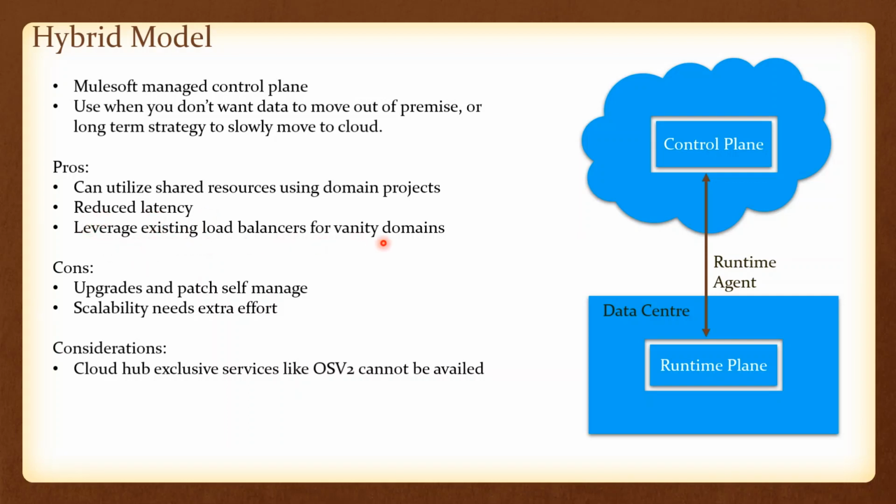Leverage existing load balancer for vanity domain. Again, in this case, vanity domains are possible as long as we have a dedicated load balancer. Every organization will obviously have a load balancer on top of their multiple applications, so we can register these applications with the load balancer and it can direct to the Mule application. So we can use vanity domains here as well. No additional effort is required as in CloudHub, where we need to configure the DLB. Not required here if we have already configured it, not much of an effort.